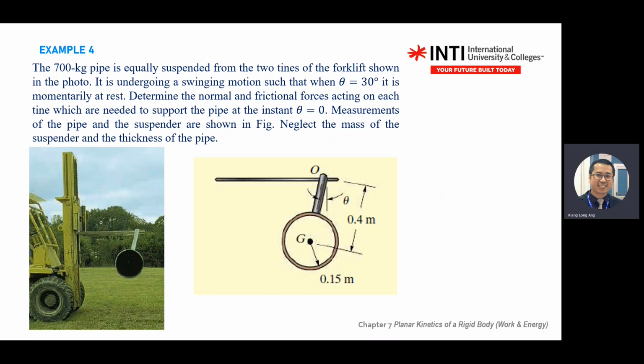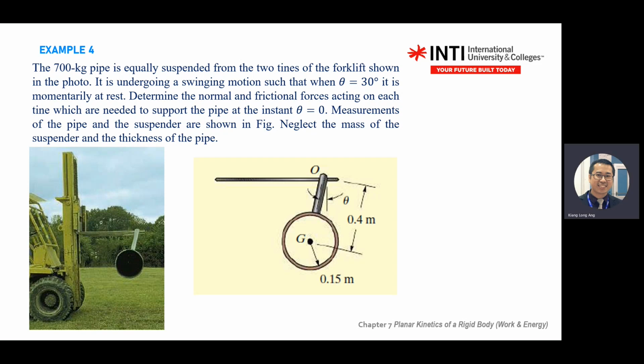Example: you have a tractor, a forklift, lifting a round pipe with something tied to the two handles there. You're given the mass of the pipe, suspended with two tines. The two tines of the forklift shown in the photo undergo swinging motion. When you move, this will swing with the angle of 30 degrees and it starts from rest. Determine the normal and friction force acting at each tine needed to support the pipe at the instant of 0 degrees. This is the contact surface: there's a normal force, there's a friction force.